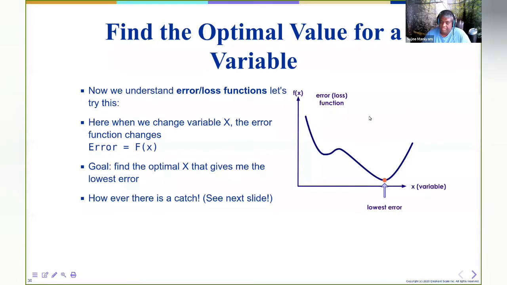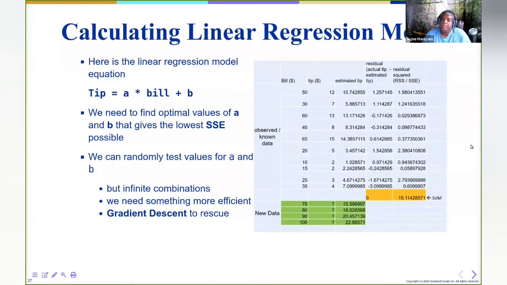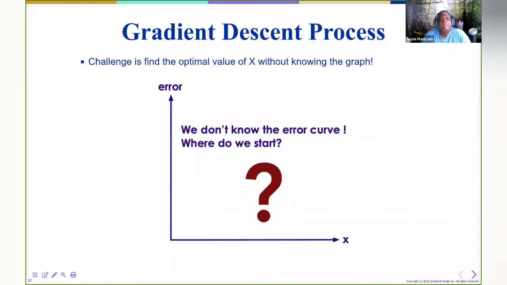Now here's the complication. What if I don't show you the graph, and I say, find an x that's going to give me the lowest possible error? Where do we start? This is exactly what happens in machine learning. For example, I gave you this formula and said, find the values for A and B that minimize my error. You can see the connection. You have to find two variables, but let's start with one. Let's say there's only one variable, x. I want to find the x with the lowest error, but I don't know what the graph looks like.